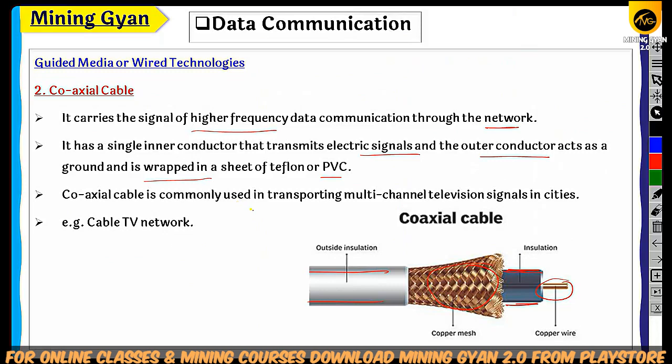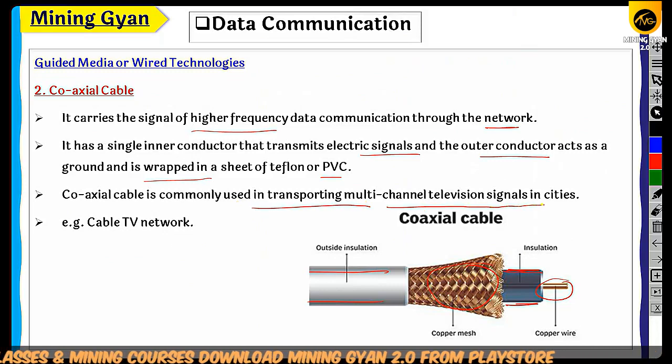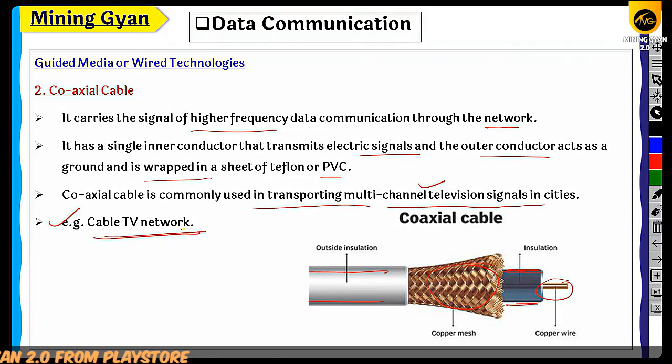Coaxial cable is commonly used in transporting multi-channel television signals in cities. So basically, the best use of the coaxial cable is transporting multi-channel television signals in city areas. For example, the cable TV network. So you can see that the cable used in the TV network is the coaxial cable type.